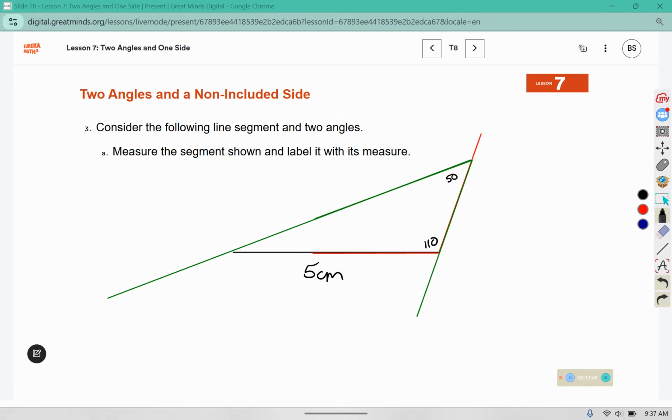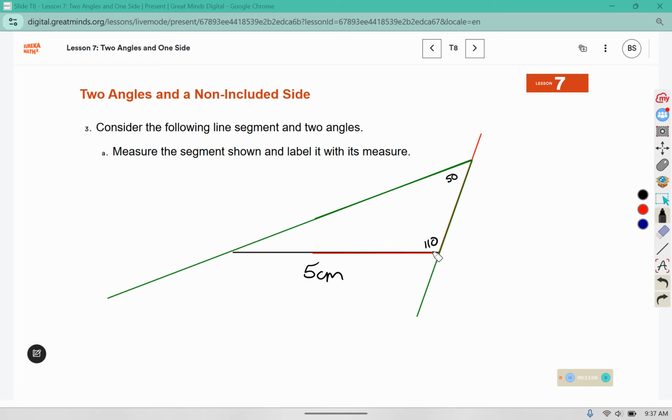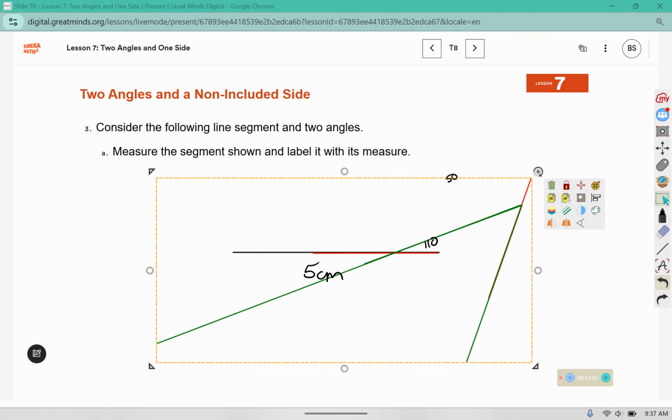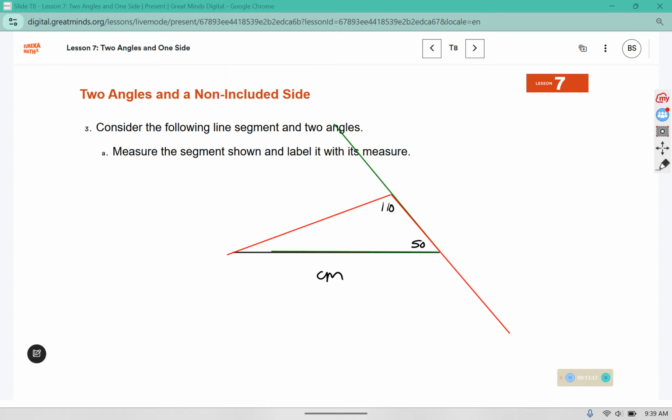Since you are virtual and not in person, if you don't have a partner, I'm going to show you a different way that we could have arranged these. So I have the 50-degree angle here and the 110-degree angle here, creating a triangle that looks like this. Now, I'm going to rearrange it so that the 50-degree angle is here and see if it creates a different triangle. So here's a triangle that can be created if we used the 50-degree angle first and then the 110.